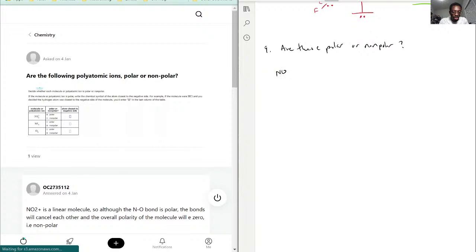So we have NO2 minus, SiF4 and Cl2. Oh, that's NO2 plus. Sorry, I have to look a little bit closer for that one. Yes, that is an NO2 plus. So with this, to find out if they're polar or non-polar, we always have to draw our Lewis dot diagram. So we need to know how many electrons each offers.